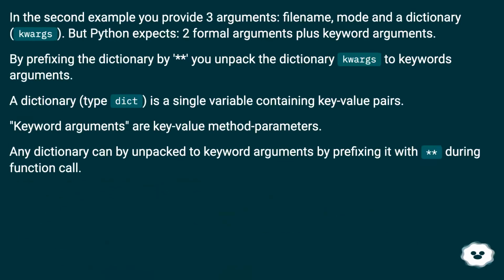In the second example, you provide 3 arguments: file name, mode, and a dictionary, kwargs. But Python expects 2 formal arguments plus keyword arguments. By prefixing the dictionary by **, you unpack the dictionary kwargs to keyword arguments. A dictionary, type dict, is a single variable containing key-value pairs. Keyword arguments are key-value method parameters. Any dictionary can be unpacked to keyword arguments by prefixing it with ** during function call.